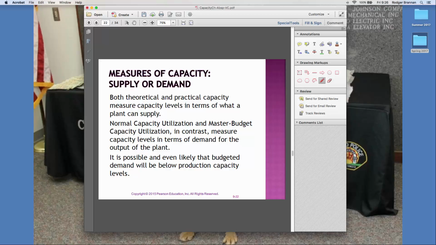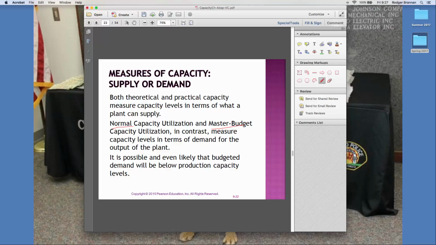Now, the normal capacity versus master budget, okay? These are going to be based on demand. And normal capacity would be looking at my market, looking at my customers over a longer period of time, 3, 5, 7 years, kind of what the average amount. It kind of takes into account growth factors.